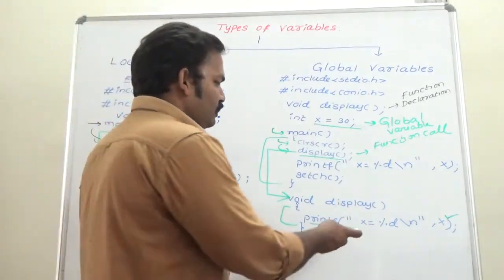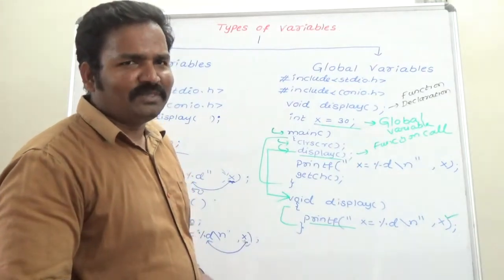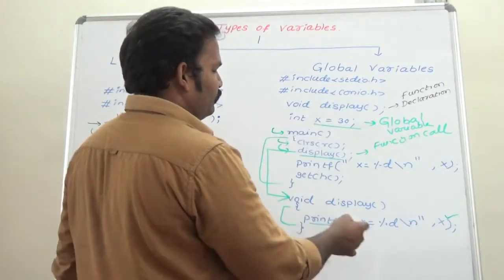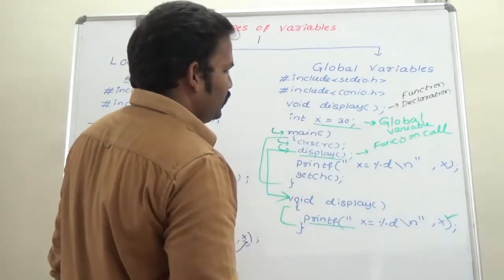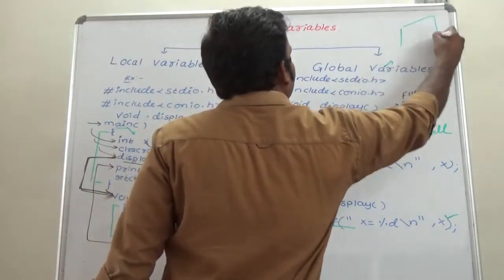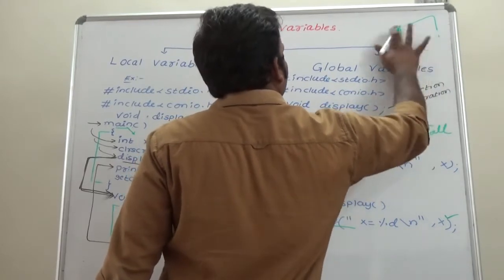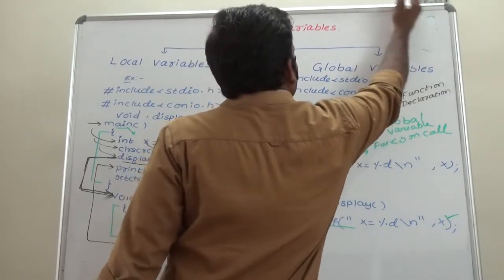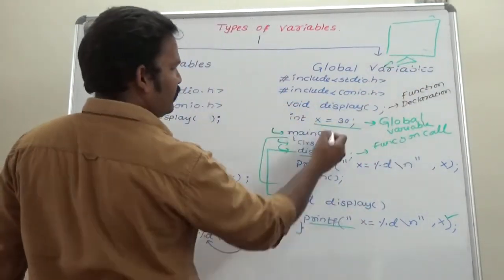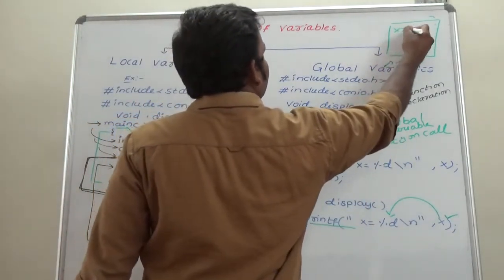Now in the display function there is no local variable x. So the compiler will take the global variable. What is the value of the global variable? 30. So first 30 will be printed. Output is: x is equal to 30 printed.